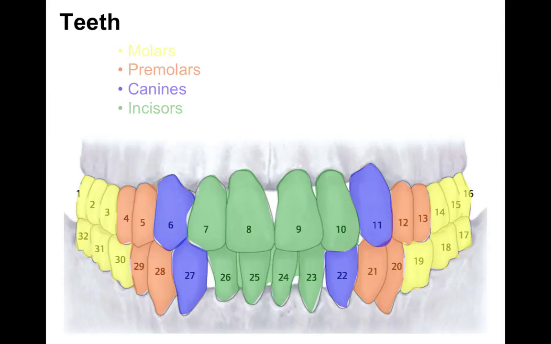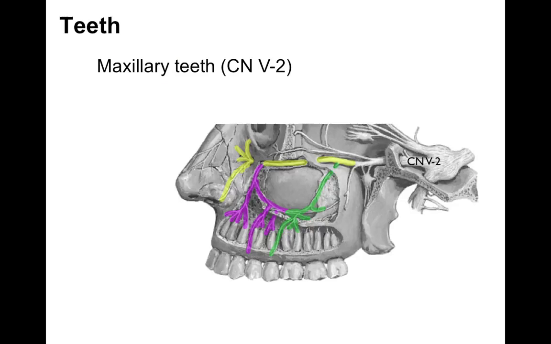Now, our molars and premolars are for grinding, the canines are for ripping, and the incisors are for cutting food. And our molars 1, 16, 17, and 32 are known as the wisdom teeth because they're usually the last ones to come in. Now, what about the sensory innervation of our teeth?